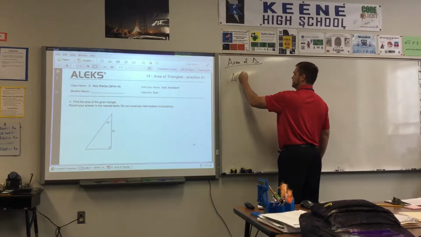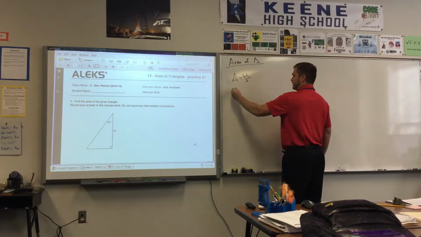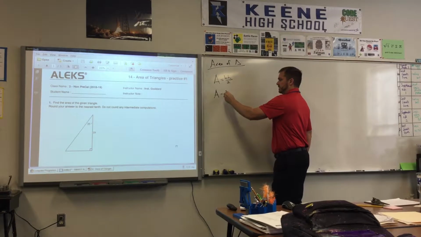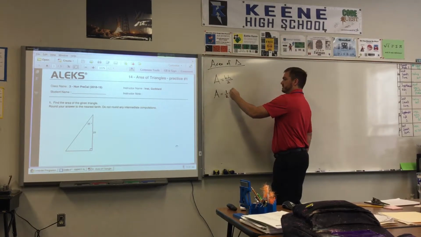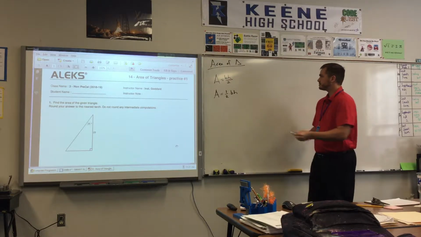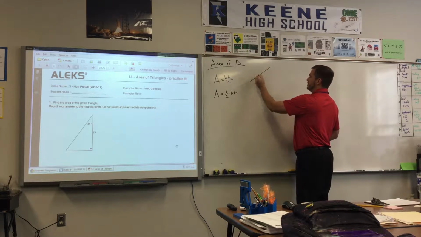Base times height divided by 2. All right. I like the more algebraic way of writing it: 1/2 base times height. Are we rolling? Okay, great. 1/2 base times height. So, all right, that's great. But here's my question.